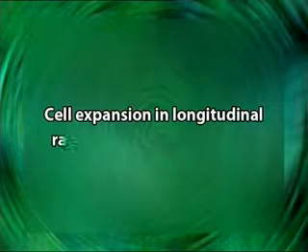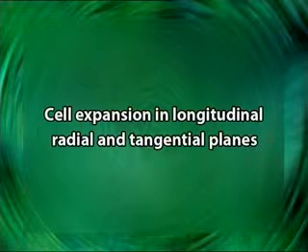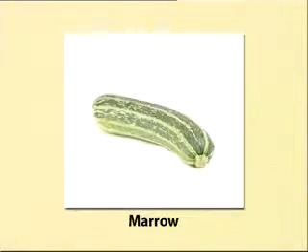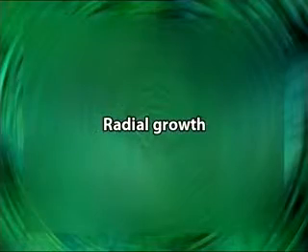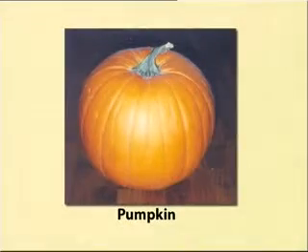This phase of fruit growth is mainly accomplished by cell expansion in longitudinal, radial, and tangential planes. Longitudinal growth, where cells enlarge parallel to the long axis of the fruit, will often be a big factor for development of elongate fruit such as cucumber and marrow. Radial growth increases diameter, as in some pumpkins.